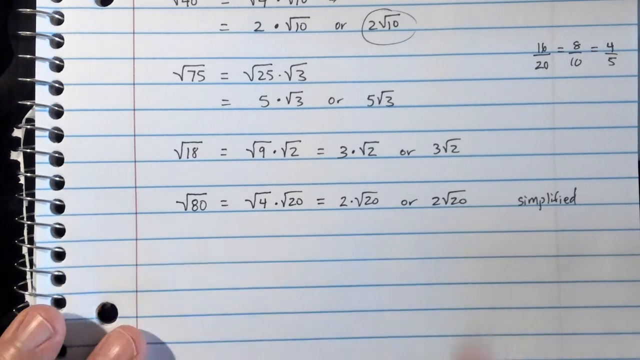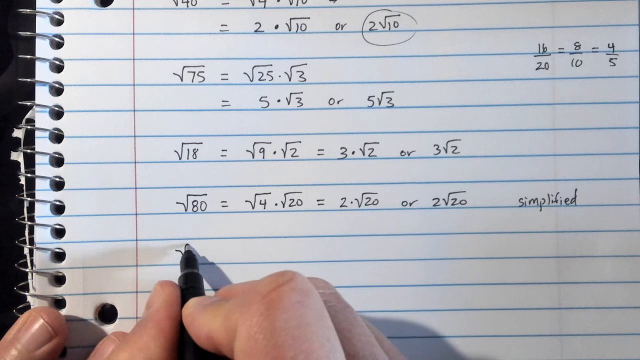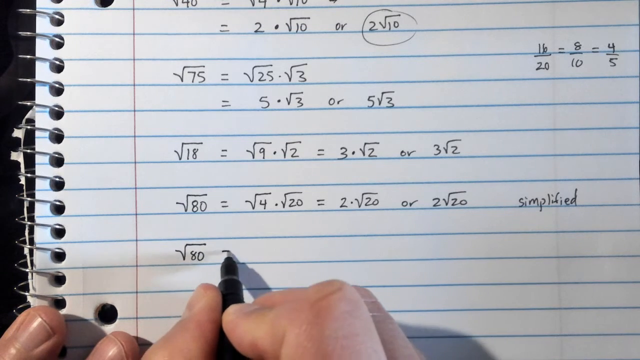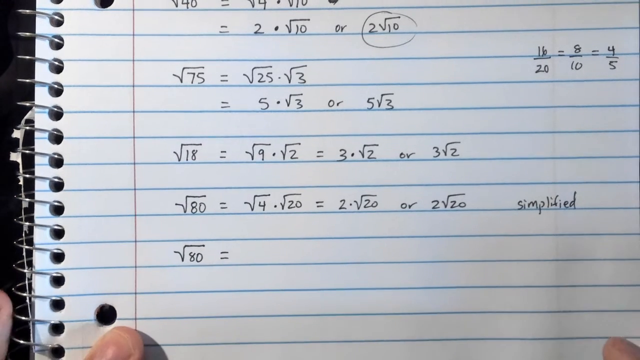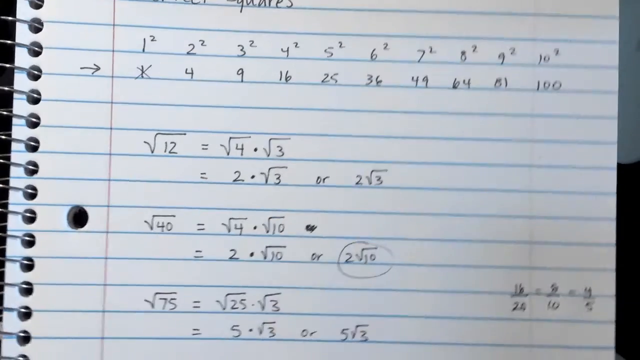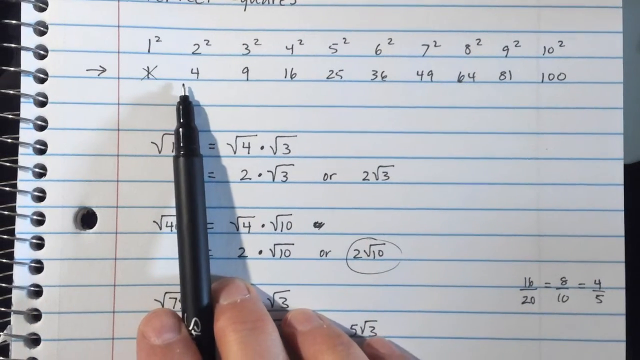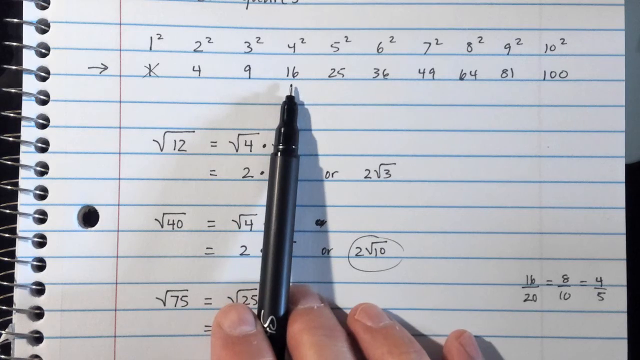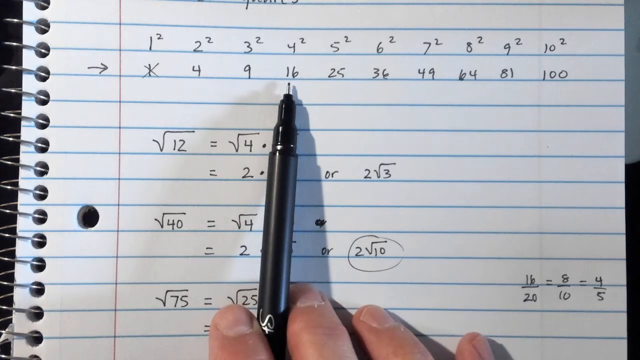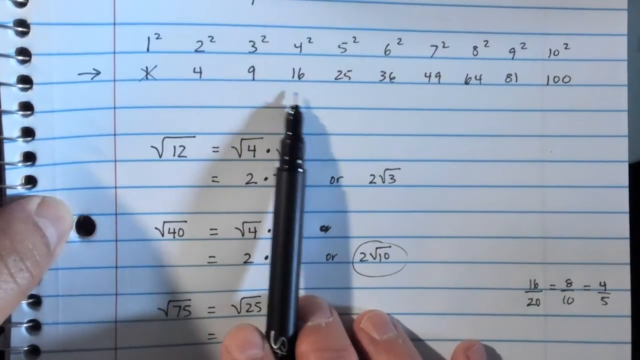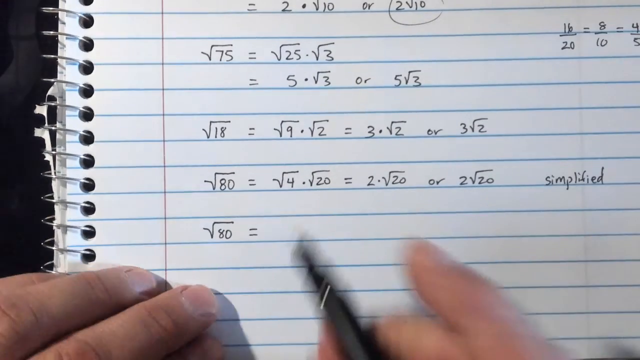But if you remember, at the beginning I said this method only works if you find the biggest perfect square that goes into 80, and it's not 4. 9 doesn't even go into 80, 16 does not. Yes, it does. 16 does go into 80. It goes into 80 5 times.